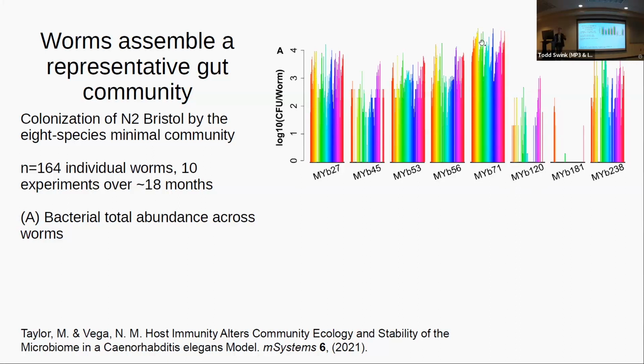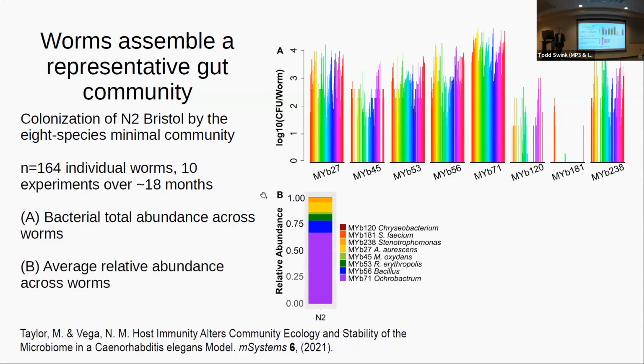There's a lot of variation between worms and across taxa considered as a whole. But there is a pattern, and we can take an average relative abundance across worms, and it shows you what you think it's going to show you. MYB71, which is an Ochrobactrum, worms love Ochrobactrum, is on average the majority of the population. Then there's some of these medium abundance, and these last two, Bacillus and Chryseobacterium, kind of falling off the tails.